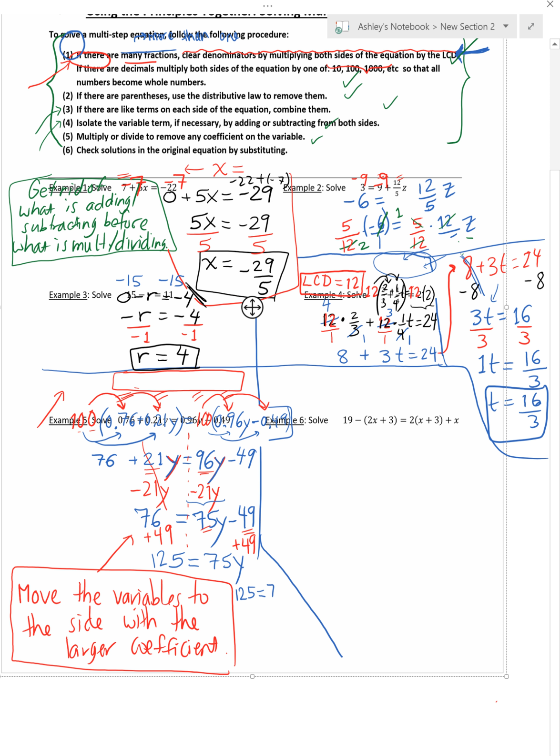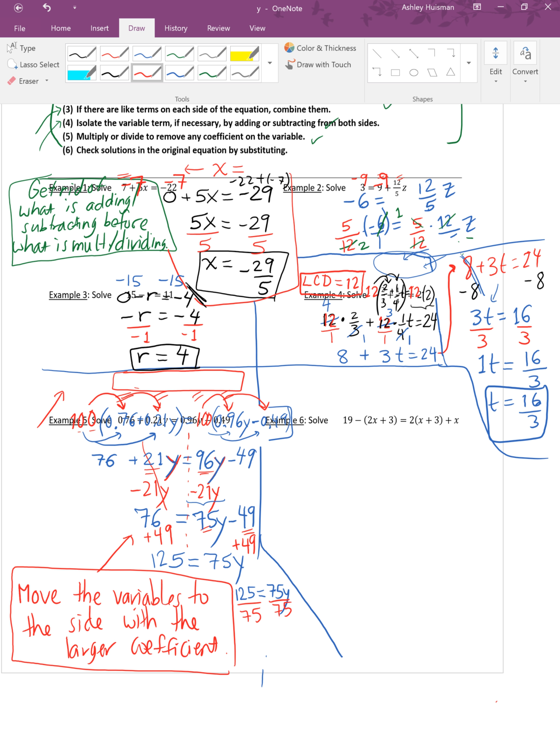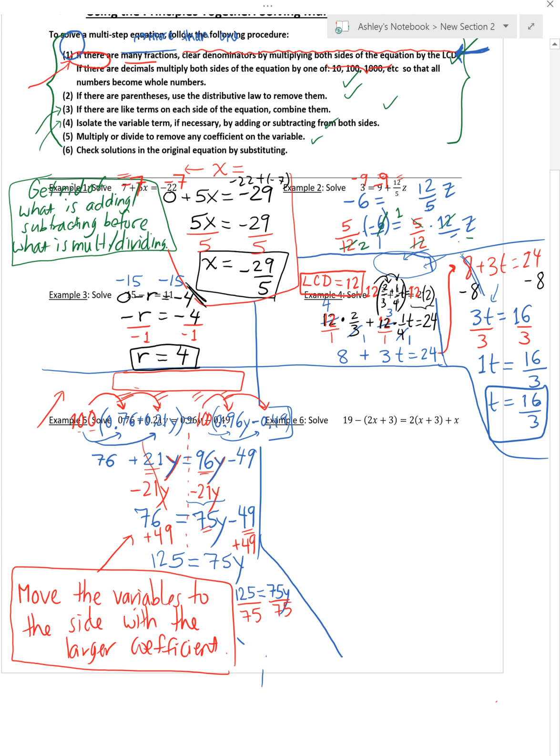75y. Okay. Looking good. Now I'll divide by 75, and I don't think 75 goes in evenly into 125, but I do think it reduces, right? What can go into 125 and 75? At first I was thinking 5, but I think we can do even better than that. I think 25 goes into both. And I think that'll be it.